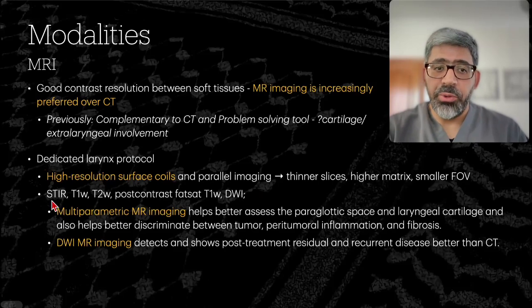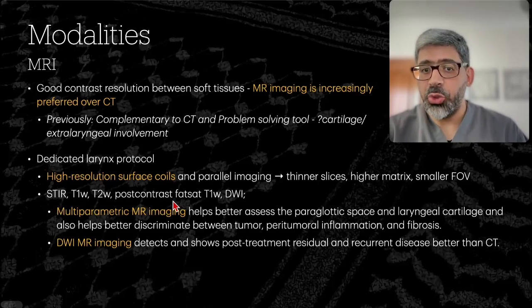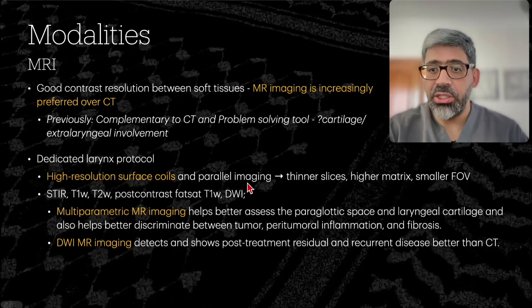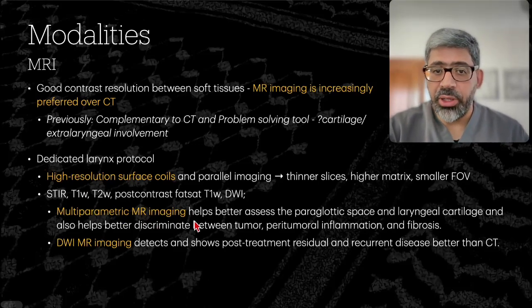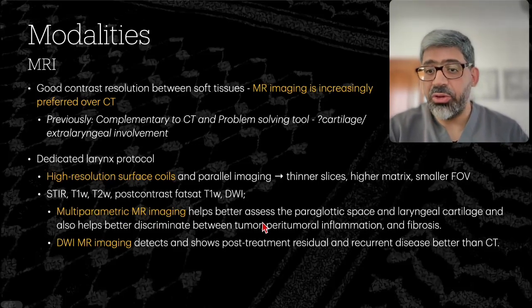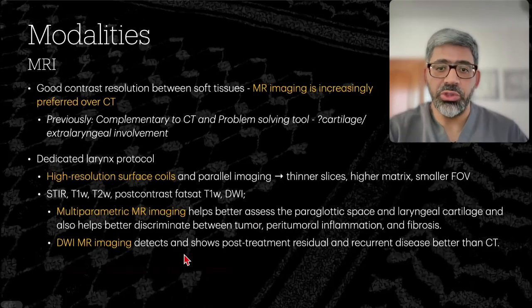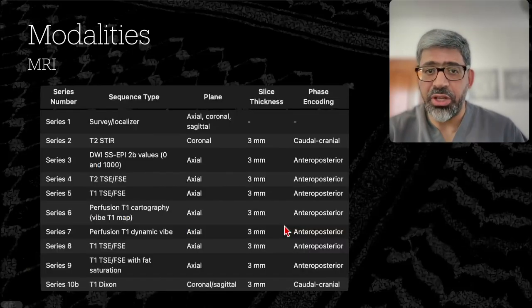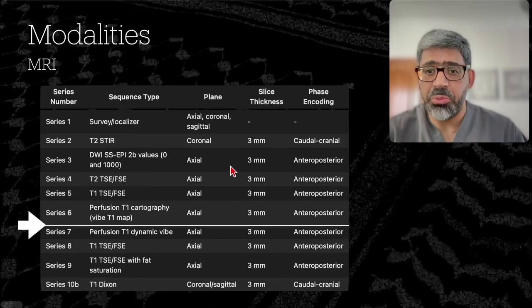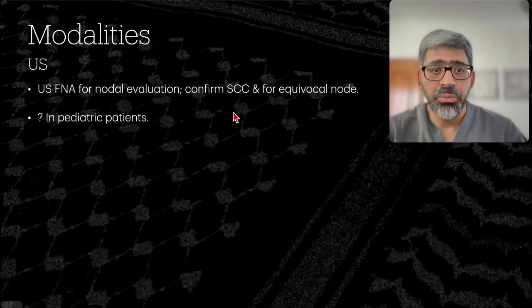We perform multiple sequences, STIR, T1, T2, and post-contrast, as well as diffusion-weighted imaging to provide multiparametric MR imaging assessment, which can better differentiate between the tumor and the peritumoral inflammation and fibrosis. The disadvantage: the exams are lengthier than CT and therefore more susceptible to motion artifact. This is an example of an MR protocol for initial laryngeal cancer assessment.